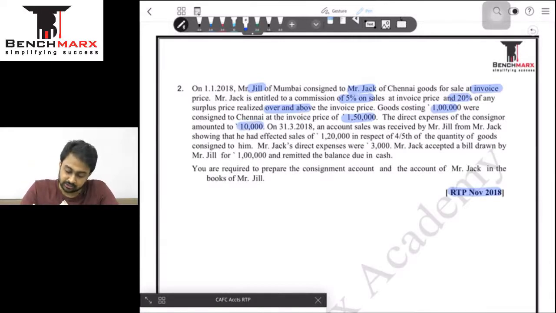An account sales was received by Jill ठीक है, showing that he had given a sales of 1,20,000 in respect of 4/5 of the goods. So if 4/5 of the goods are sold, it means 1/5 are still in the closing stock. ठीक है, जैक का expenses were 3,000. ठीक है, जैक accepted a bill drawn by the consignor at 1 lakh and remitted the balance due in cash.